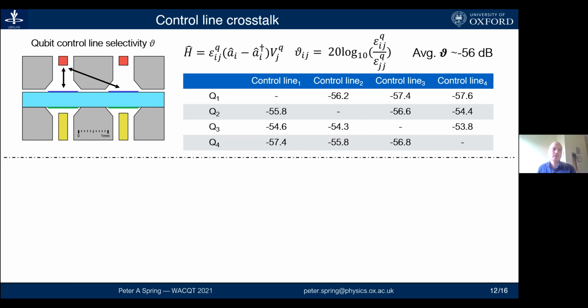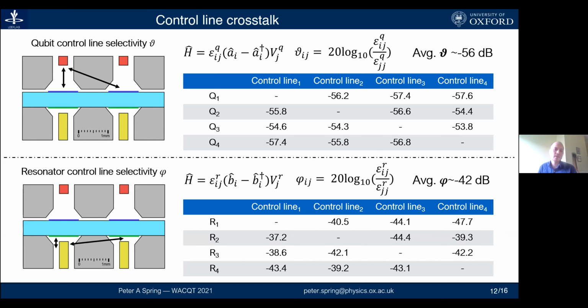So next I'll talk about the control line crosstalk. So we're interested in how selective this off-chip wiring design can be. So we can ask, how well can I resonantly drive all of the different qubits from the different qubit control lines? And you can run those experiments for all permutations and build up this selectivity table. And we find that the average qubit control line selectivity is about 56 dB.